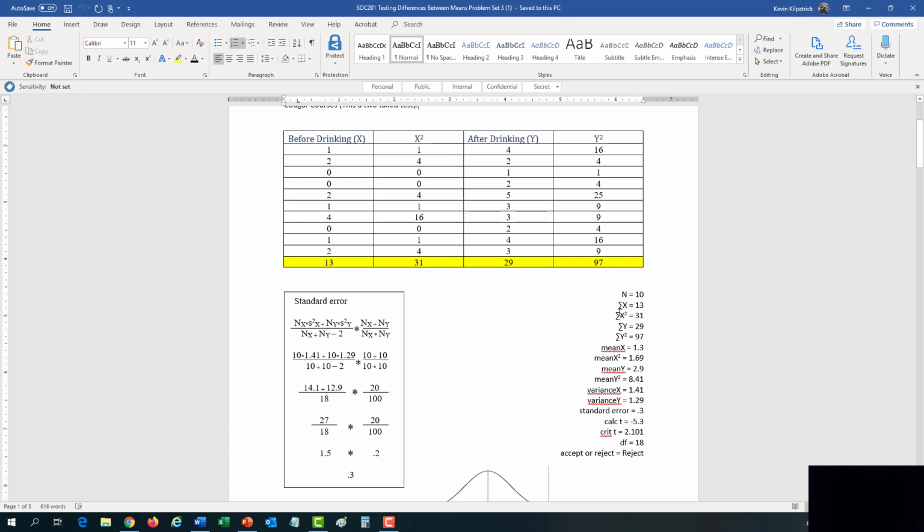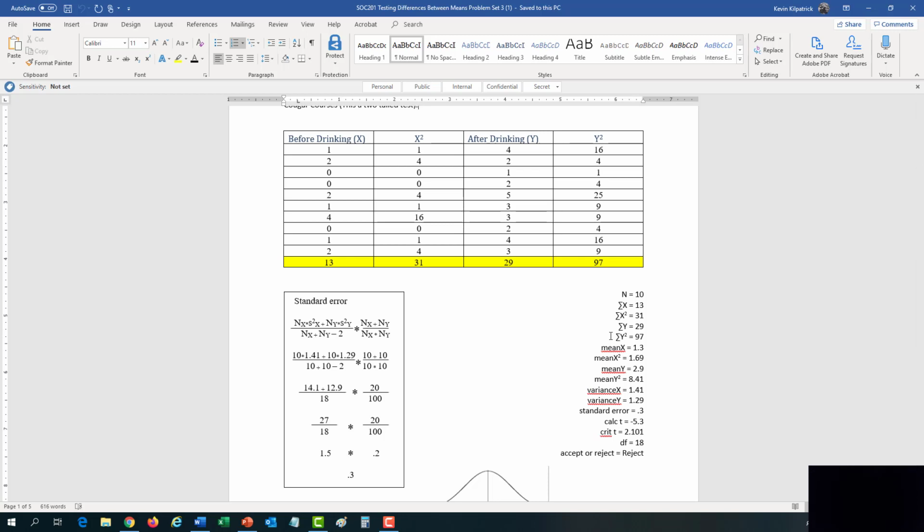Then I have the sum of the x values, which as we saw over here was 13. The sum of the x values squared, which is 31. The sum of the y values, the original y column, 29. And then the sum of the y values squared, which is 97.